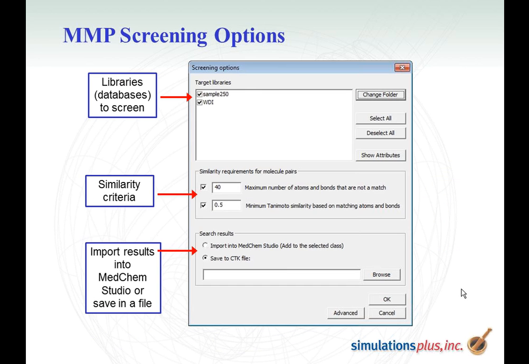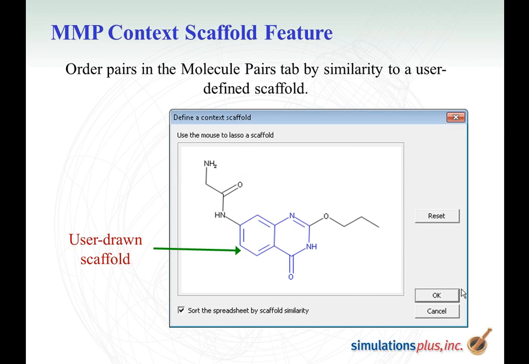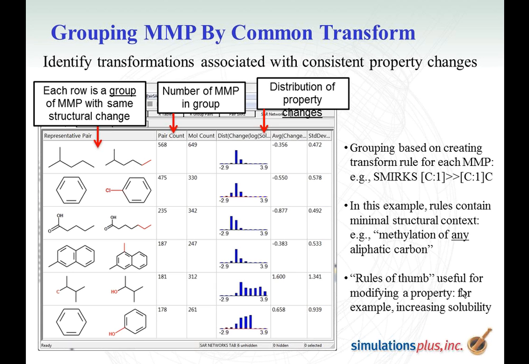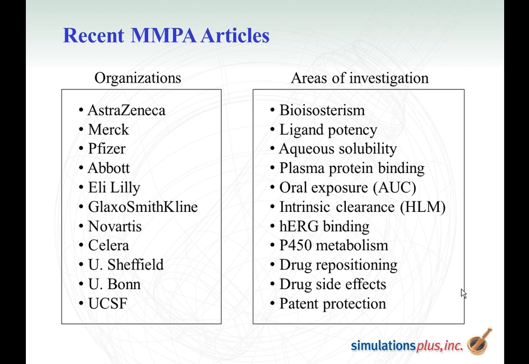For the matched molecular pair screening options, we have several upgrades in this feature as well. For the matched molecular pairs, you can order pairs in the molecular pairs tab by similarity to a user-defined scaffold. Grouping in the matched molecular pairs by the common transformation is also possible, so you could identify transformations associated with consistent property changes. Last but not least, MedChem Studio has a variety of features.